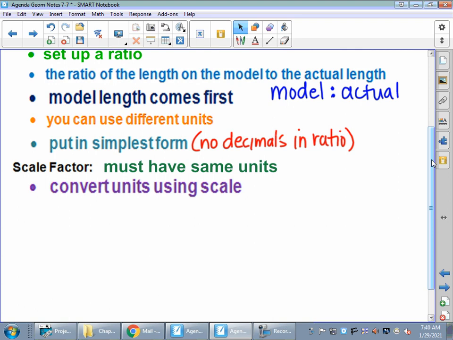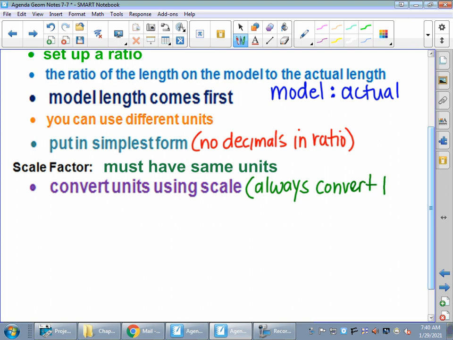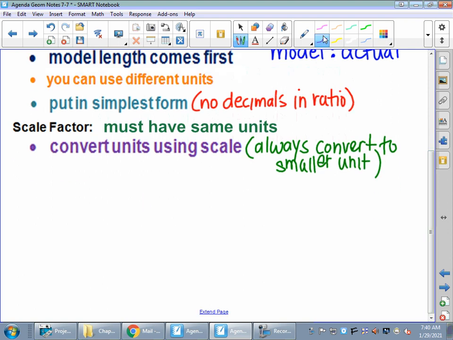Here's the little key that makes things a little bit easier. Always convert to the smaller unit. So if I'm talking about 1 inch to 100 miles, I'm going to turn everything into inches. I'm going to always convert to the smallest unit.